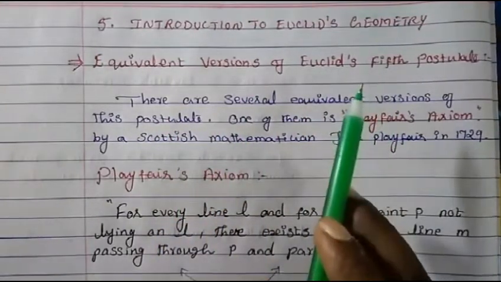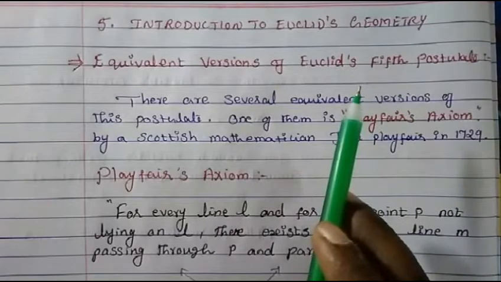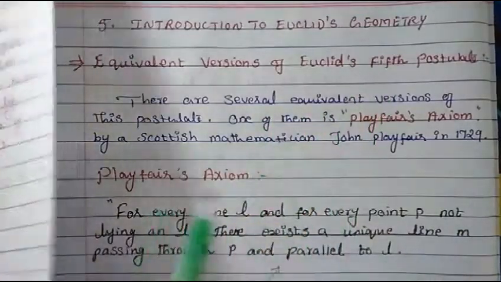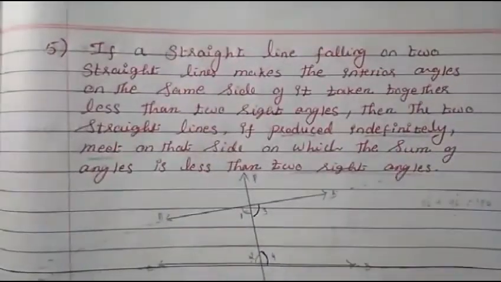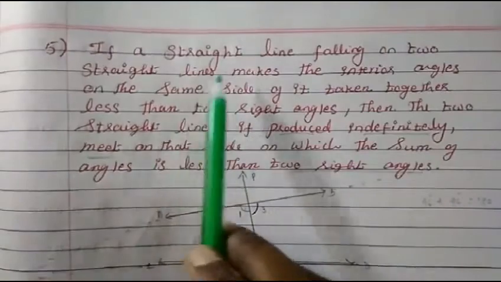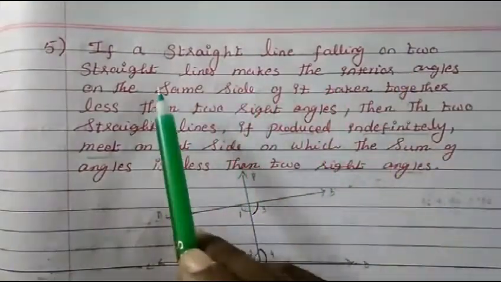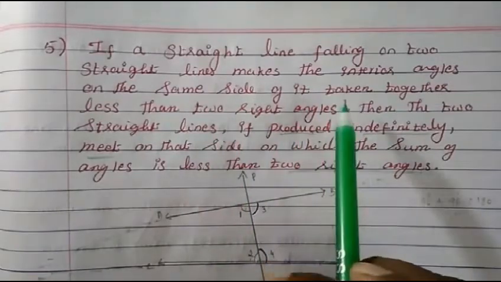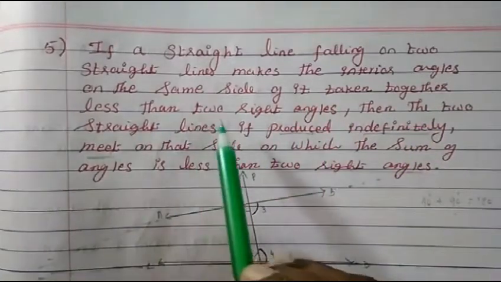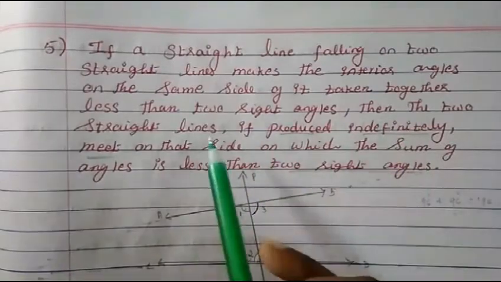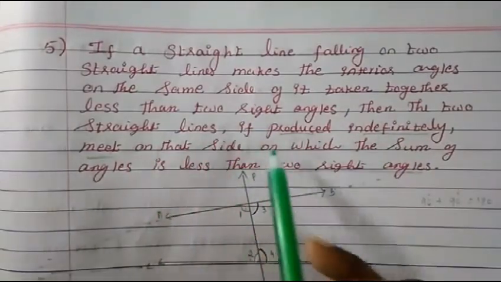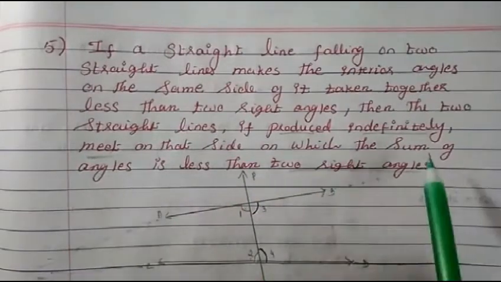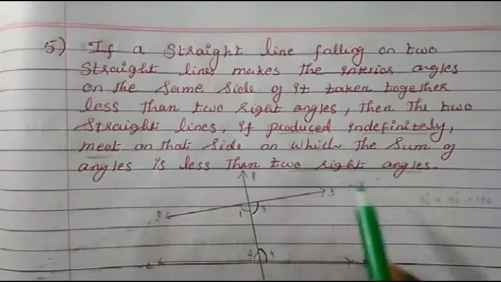I have already explained to you in the introduction part. Still, once again we can revise that. The fifth postulate says that if a straight line falling on two straight lines makes the interior angles on the same side of it taken together less than two right angles, then the two straight lines, if produced indefinitely, meet on that side on which the sum of angles is less than two right angles.